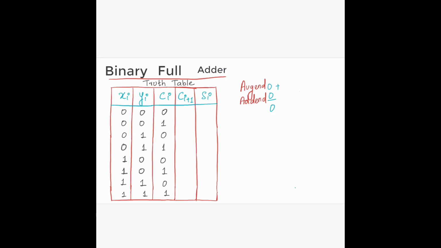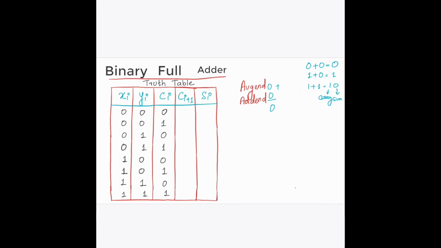When you consider addition, suppose you consider 2 bits, 0 plus 0. Here the top bit is called the augend, and the one below is called the addend. Also, when adding 2 bits, we should remember that 0 plus 0 is equal to 0, 1 plus 0 is equal to 1, and 1 plus 1 is equal to 1 0. Here 0 denotes the sum and 1 is the carry.